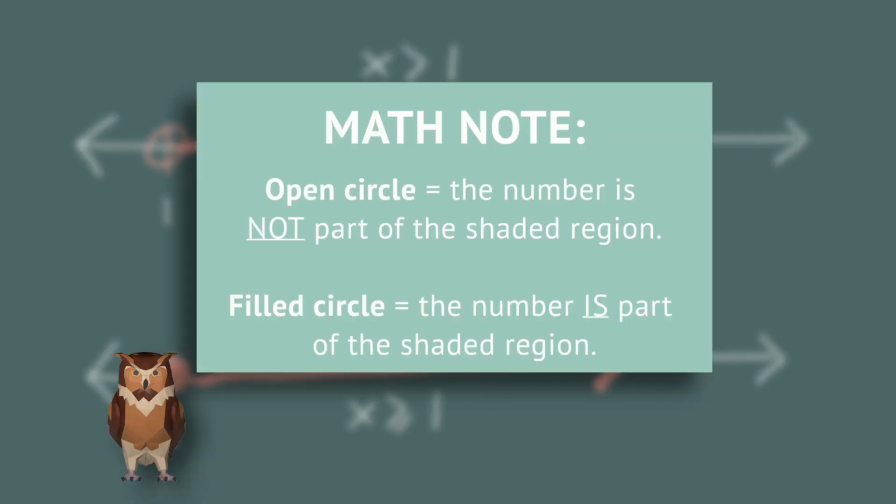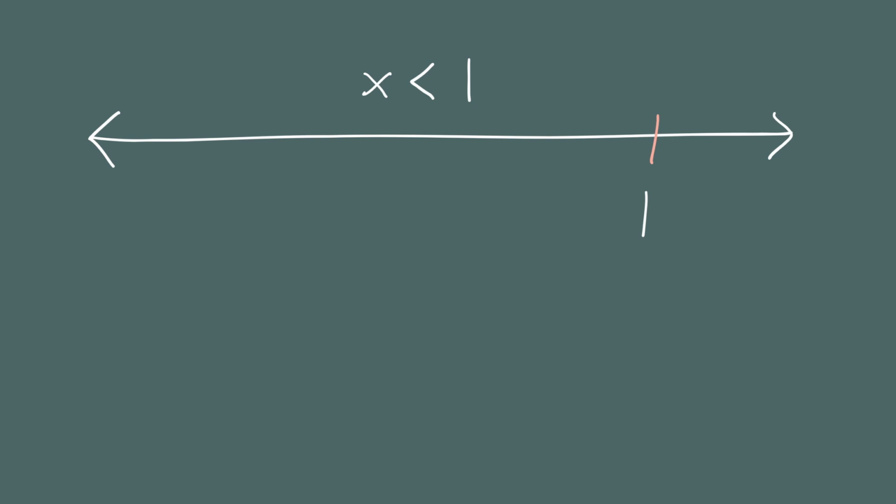So you use an open circle when the number is not part of the shaded region, and you use a filled circle when it is. Next, let's flip things around and look at those numbers x on the real number line that are less than 1. First, pick where you want the number 1 to be and mark it.